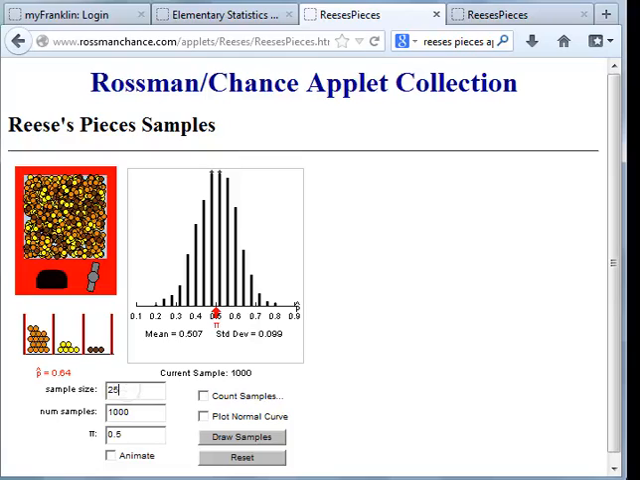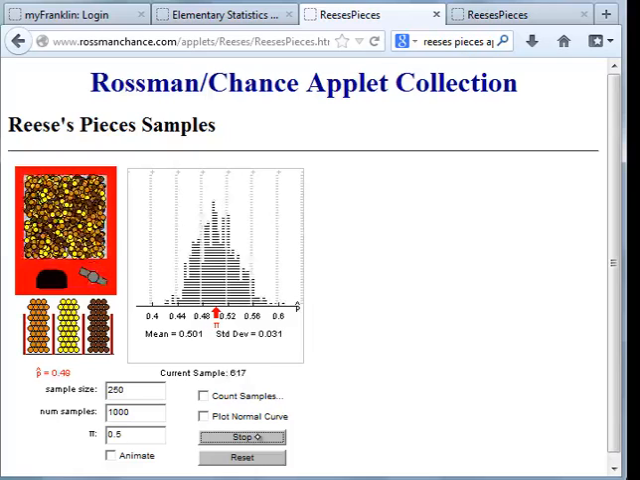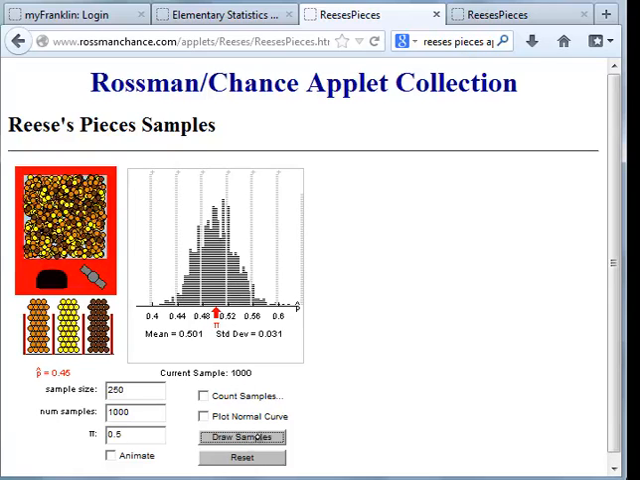Suppose I decide to increase my sample size. Suppose instead I take 250 candies instead of 25 candies in my sample. Notice that when my sample size is 25, my sample proportions are varying from 20% to 80%. Watch what happens when I draw larger samples. The surprising thing is we see a very similar shape.